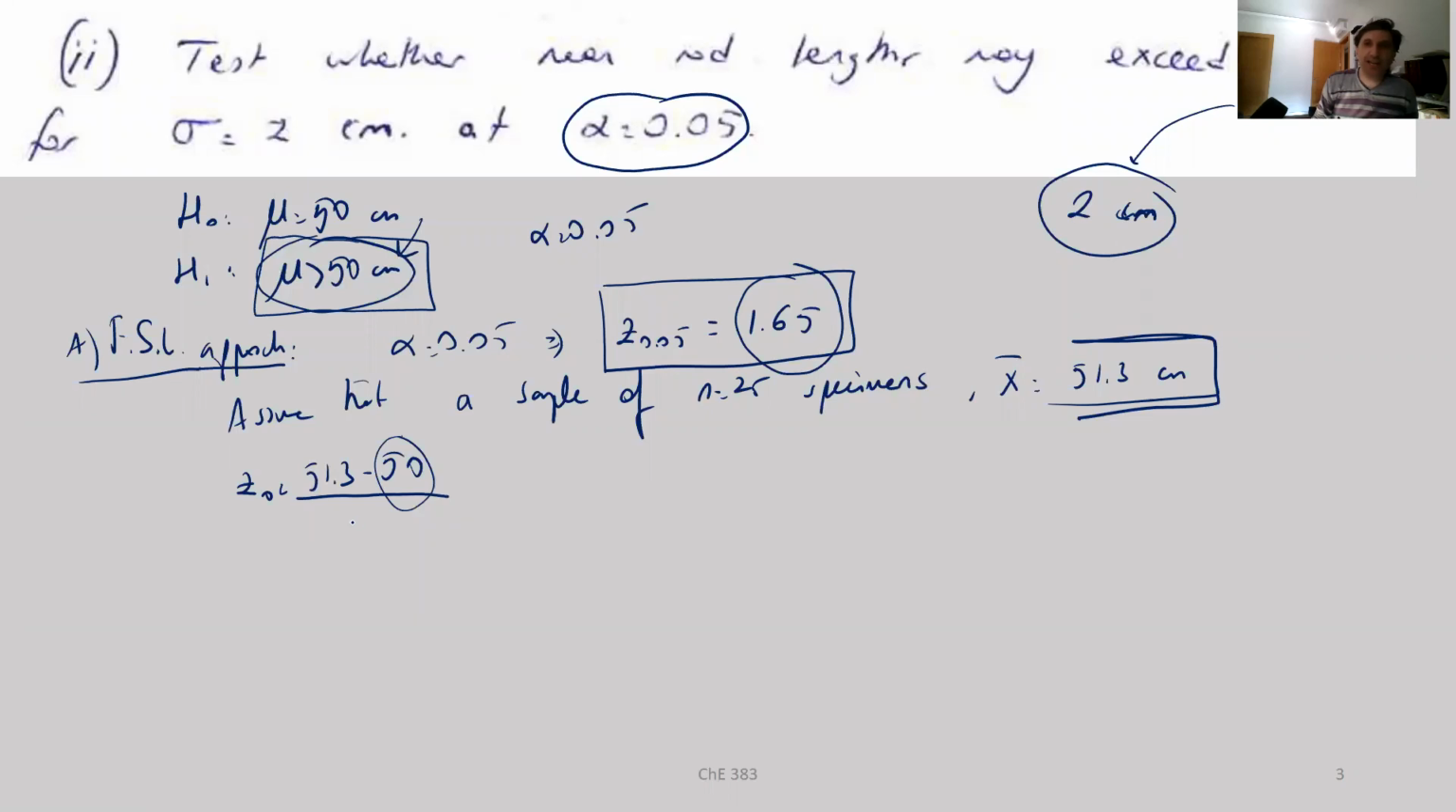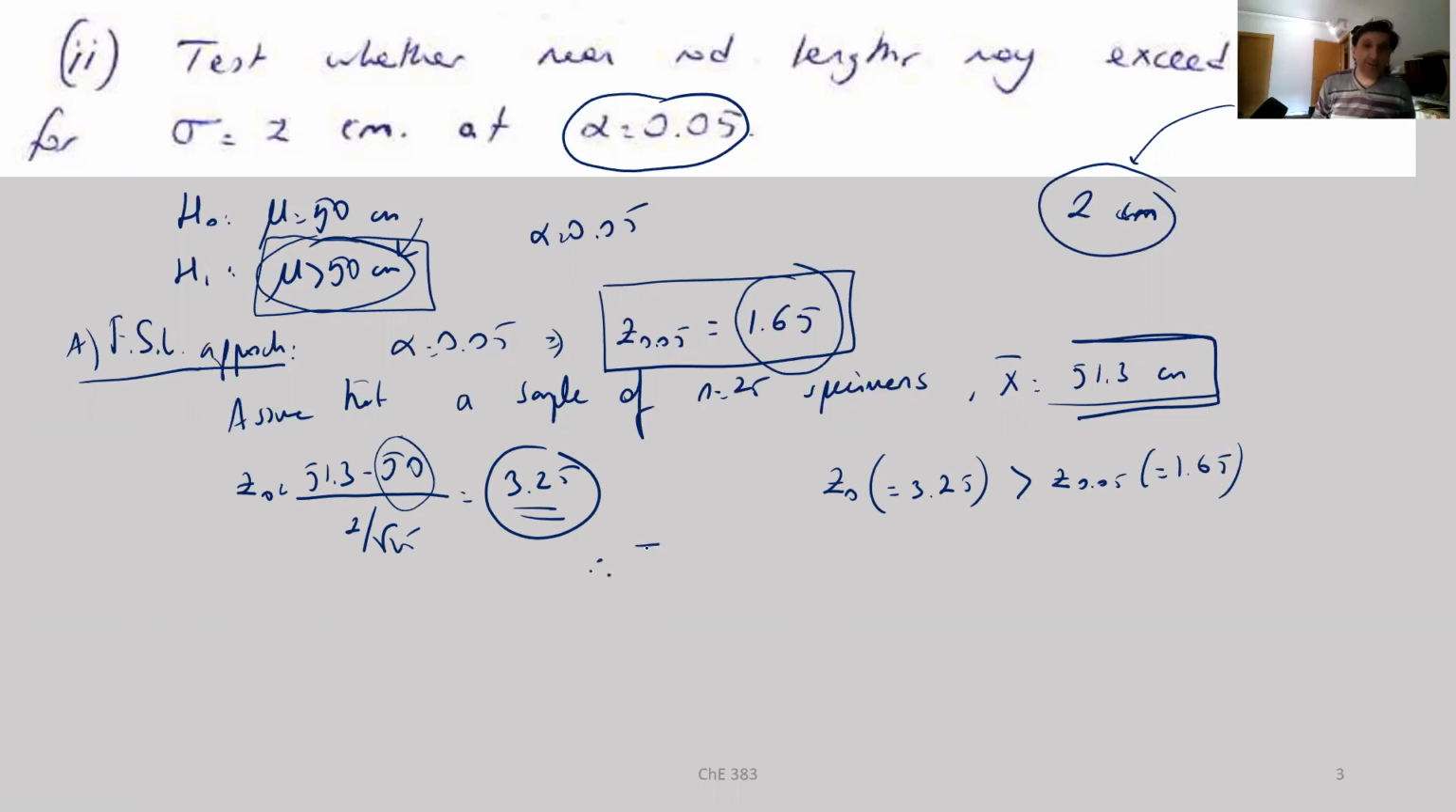So our standard deviation is 2 over square root of 25, the very same value, which gave 3.25. Therefore, we are going to be comparing this value with this value, and as you can see, nothing changes. The way I usually show it is: Z0 value, which is equal to 3.25, is greater than Z0.05, which is equal to 1.65. Therefore, we are going to again come up with the same result.